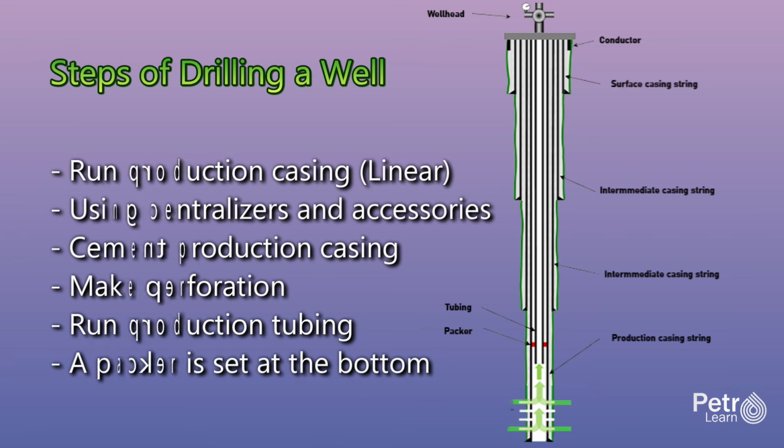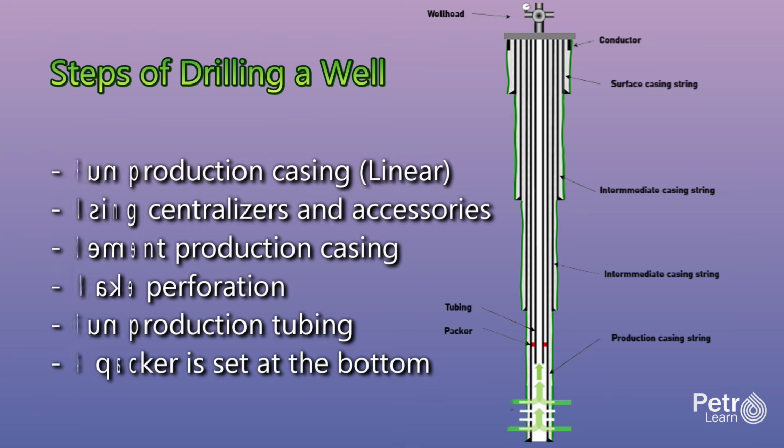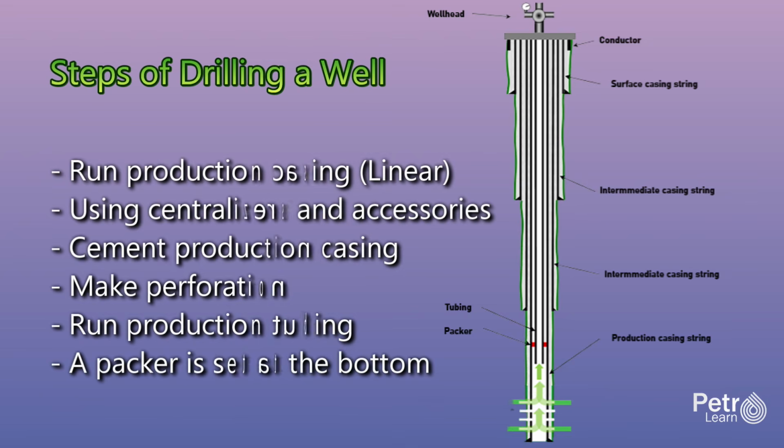A packer is set at the bottom of the tubing string above the perforations. The packer is a sealing device that isolates the tubing casing annulus from the producing interval. It has rubber elements that expand to seal against the casing wall when the packer is set, typically by weight or hydraulic pressure. Perforations can also be done after running production tubing either with or without the rig on site.